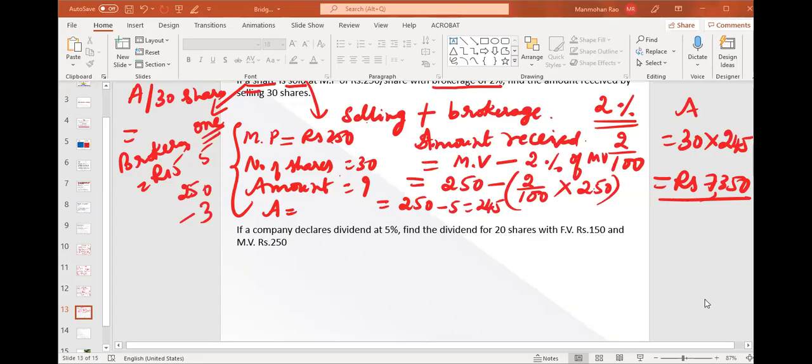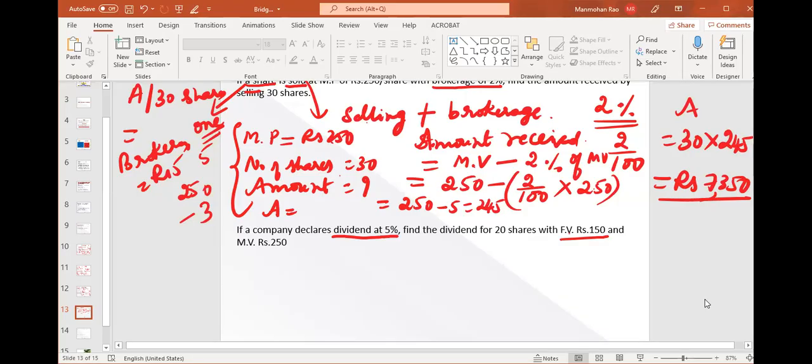Second one: if a company declares a dividend at 5%, find the dividend for 20 shares with face value 150 rupees. What is printed on the share certificate? I just tell you, dividend is always calculated on face value. If the face value is 150, then dividend on 150 rupees. If the face value is 200, dividend is on 200 rupees. The dividend is always calculated on the face value.